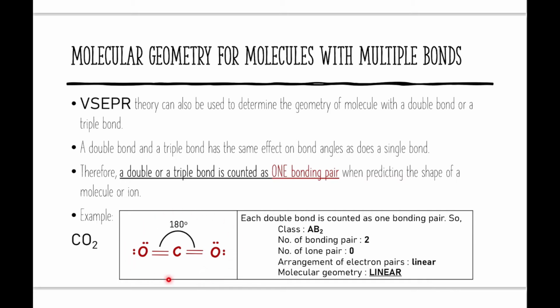this is the Lewis structure for carbon dioxide. As you can see here, carbon as the central atom has 2 double bonds. Therefore, we can count each double bond as one bonding pair in order to predict the shape of this molecule. Therefore, carbon dioxide will adopt the AB2 class with 2 bonding pairs and no lone pair at the central atom. The arrangement of the electron pairs will be linear, therefore the molecular geometry of carbon dioxide is linear with a 180-degree bond angle.